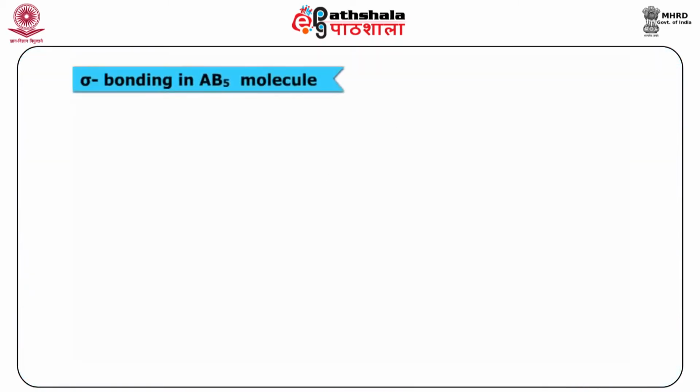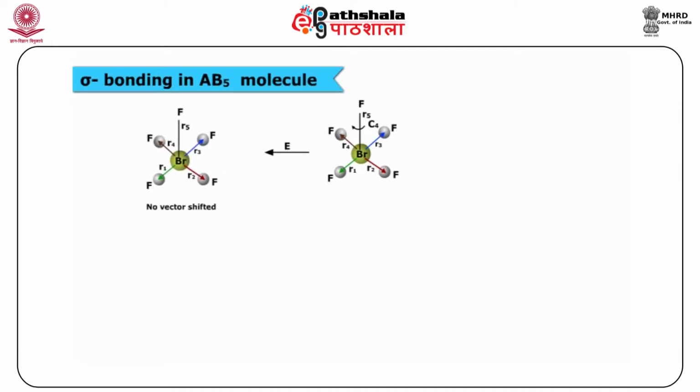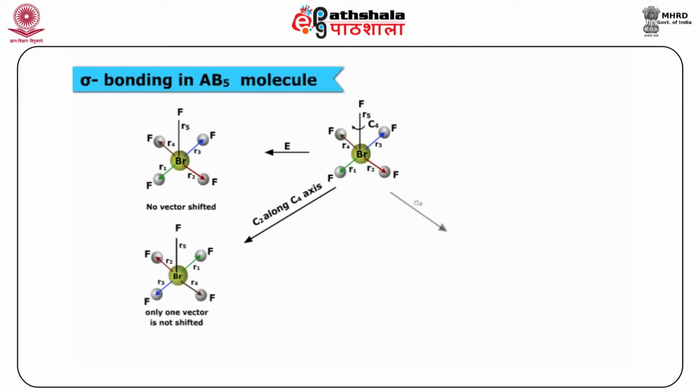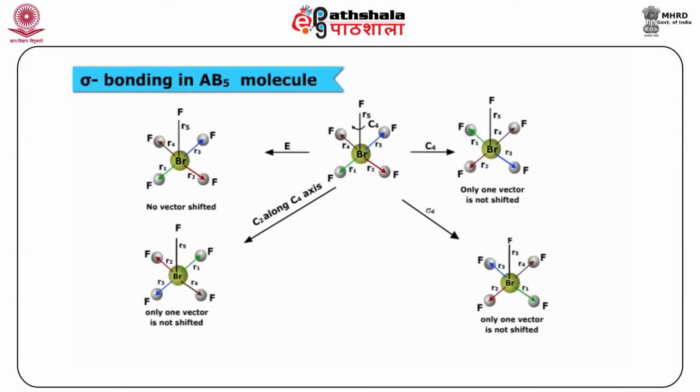Let us first see the effects of the various symmetry operations of the C4v point group on these 5 BrF bond vectors. These effects are as shown here. On performing operation E, no vector is shifted. On performing C2, σd and C4 operations, only one vector is not shifted. And on performing the σv operation, only 3 vectors are not shifted.